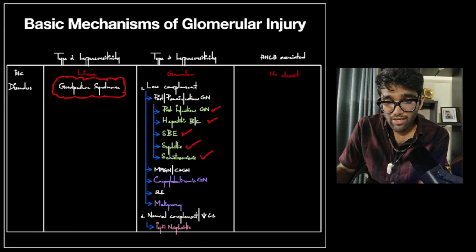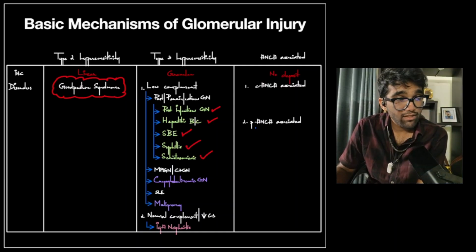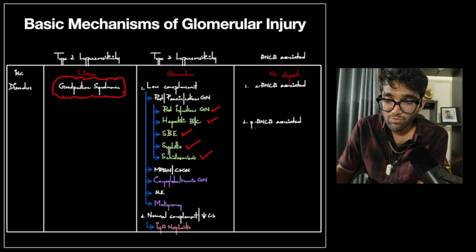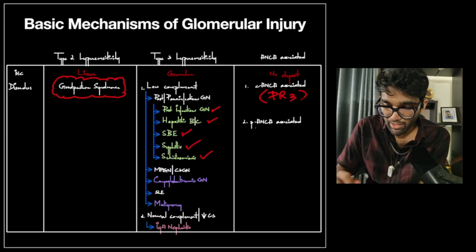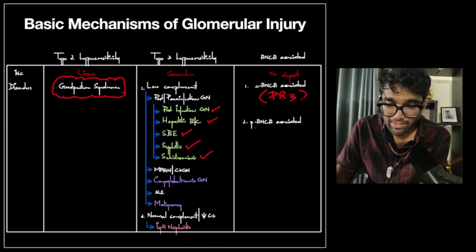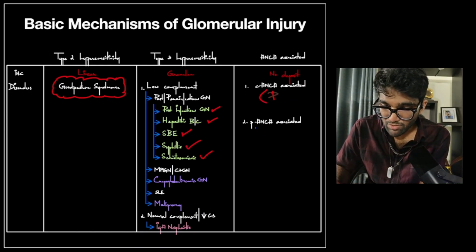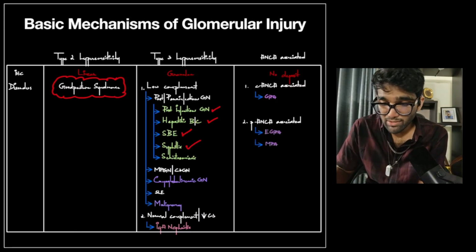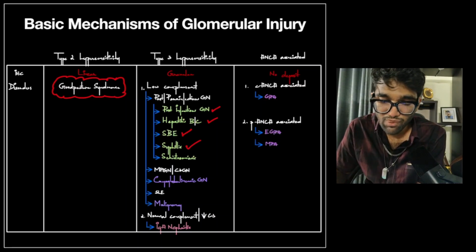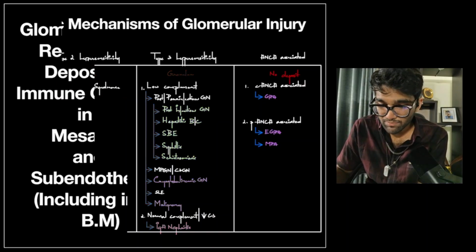Now, in case of ANCA vasculitis, it can be P or C ANCA associated. C stands for cytoplasmic and P stands for perinuclear. So your C ANCA is also anti-PR3 ANCA, it is proteinase 3, and P ANCA is also anti-myeloperoxidase ANCA. C-ANCA is associated with granulomatosis with polyangiitis, and P-ANCA is associated with eosinophilic granulomatosis with polyangiitis and microscopic polyangiitis. All three of these obviously are ANCA-associated vasculitides.